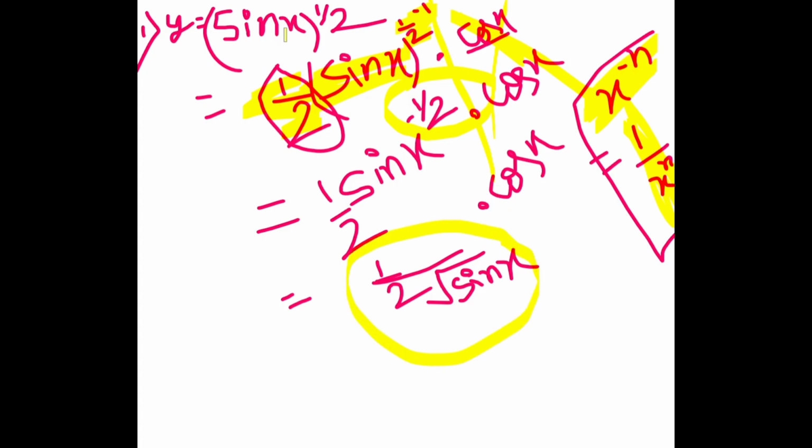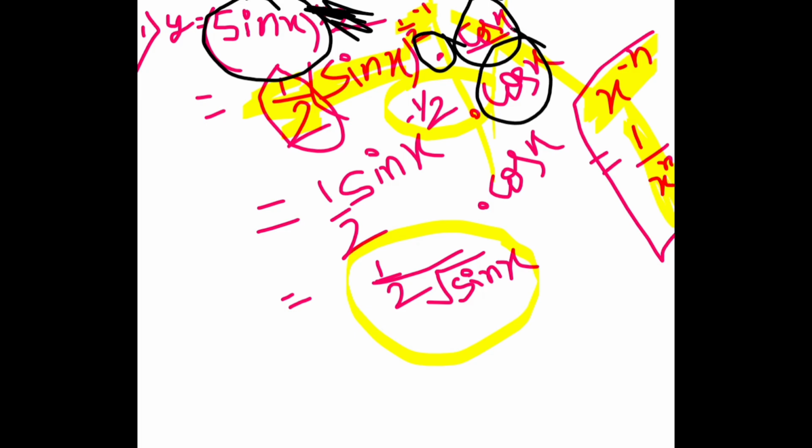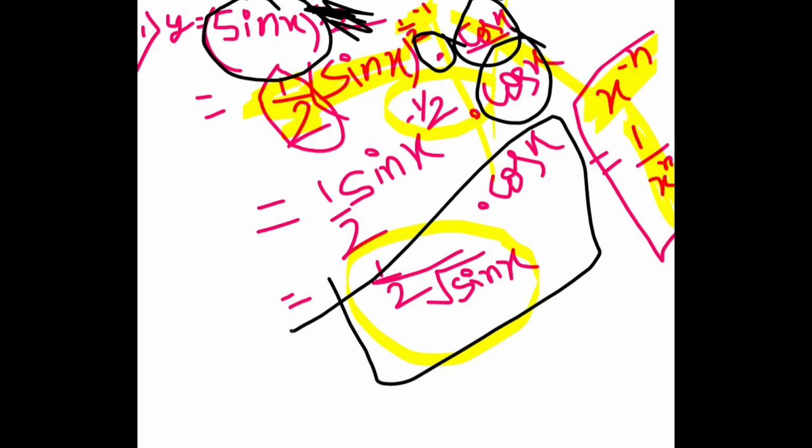Now don't see this half. You will see only sine x. Sine x differentiation is cos x. So here the dot means multiply sine into cos x side by side. So this is our full answer. Hope it is clear.